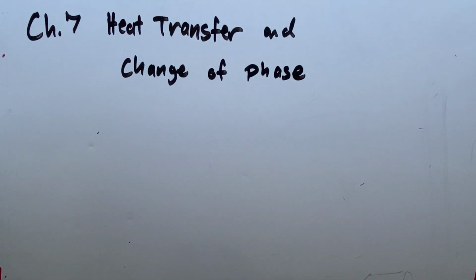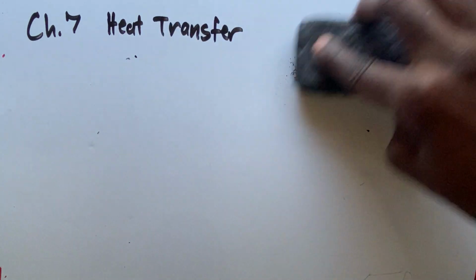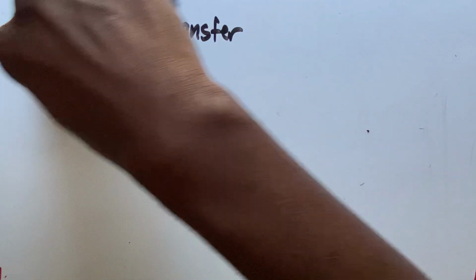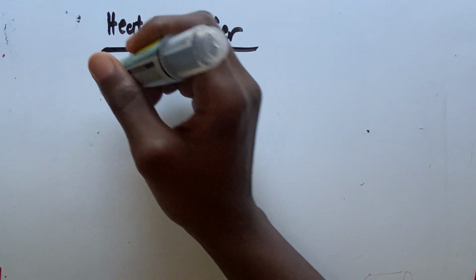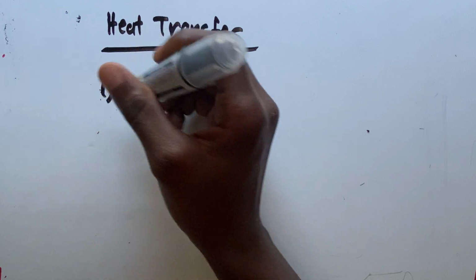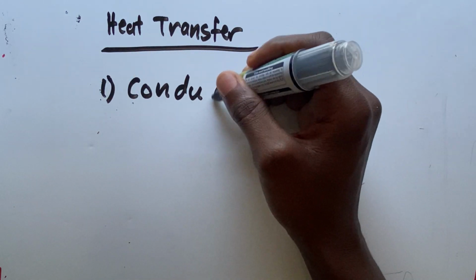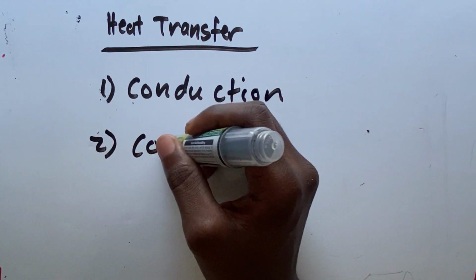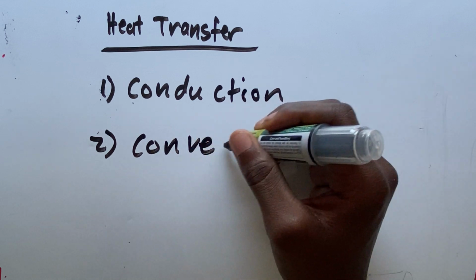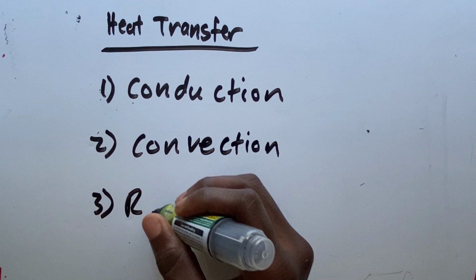All right, so first I'm going to talk about the 3 kinds of heat transfer. There's 3 kinds of heat transfer. The first one is conduction. The second one is convection. And the third one is radiation.